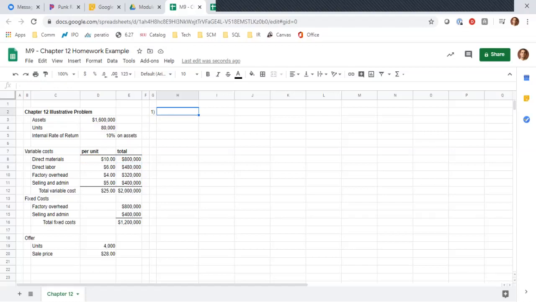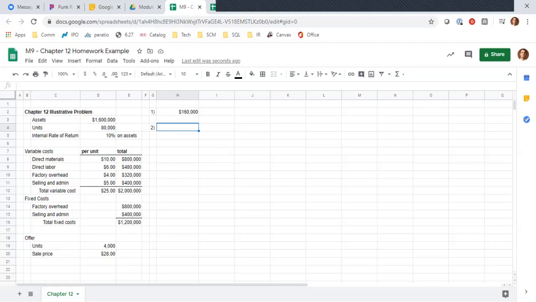So, determine the amount of desired profit from production and sale of product M. Okay, so we've determined that our profit needs to be 10% of invested assets. So our rate of return that we're targeting is our assets multiplied by our 10% internal rate of return. Gives us 160,000. That is our target profit. Pretty simple. Okay, assuming that total cost concept is used, that's the important thing there.